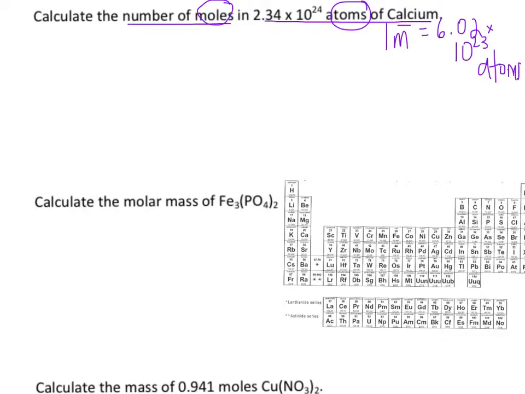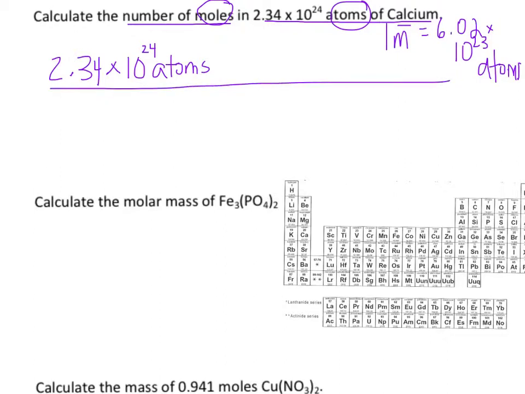So you're going to start by writing 2.34 times 10 to the 24. That is your given. All right. And draw your table. Remember that whatever is in the first section will be in the bottom of the second section. And it's calcium. I did not write that. And we are going to convert from atoms to moles.